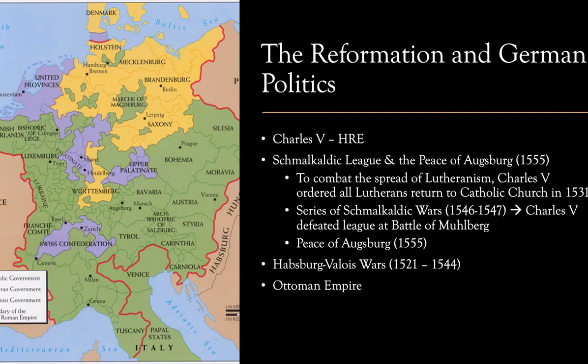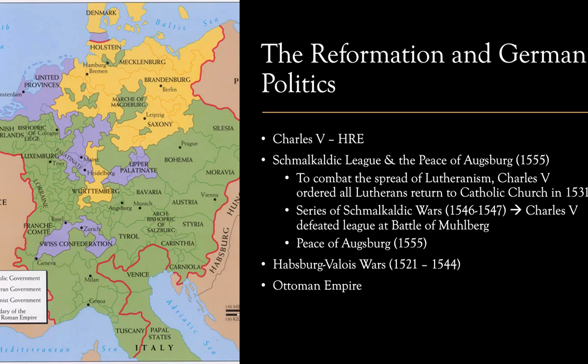And Lutheranism was granted equal legal standing with Catholicism in the Holy Roman Empire. So Lutheranism was essentially legalized and recognized in the Holy Roman Empire. And also, German princes were given the right to determine the religion of their territory and their subjects, right? So German princes could now decide whether their state was going to be Catholic or Lutheran.